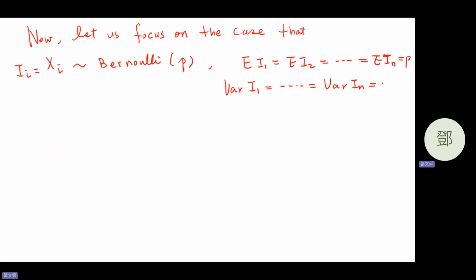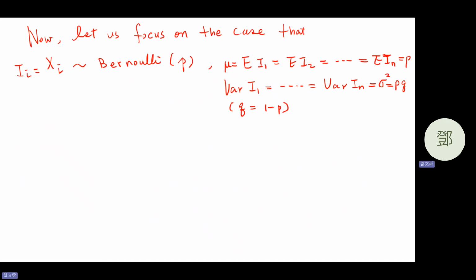Sigma squared is this, and this is mu. It is PQ, where Q equals 1 minus P. That's what we learned before, a long time ago, early in this semester.